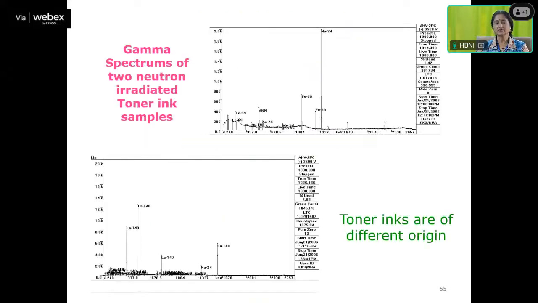Now, source correspondence study also: if 2 types of inks are there for different legal documents, then by analyzing the ink, you can identify whether they are from the same source or different sources. You can see this is the typical gamma spectrum of one ink, and this is the typical gamma spectrum of another ink. So you can see there is a difference in this. Here lanthanum peaks are available, but here no lanthanum peak is there. Therefore, you can tell that these inks are of different sources, from different origin.